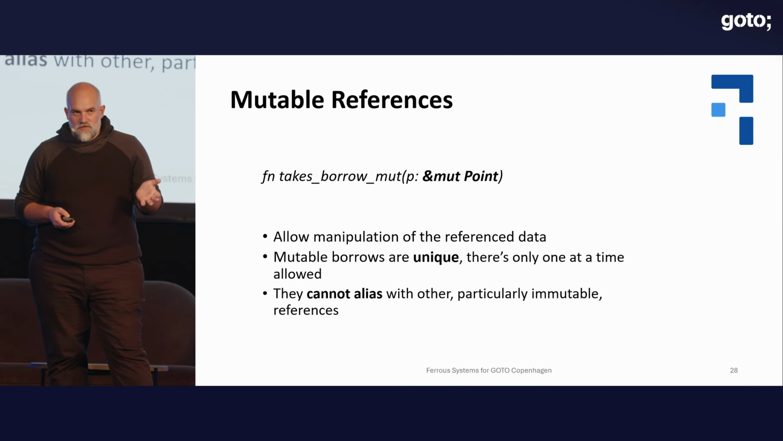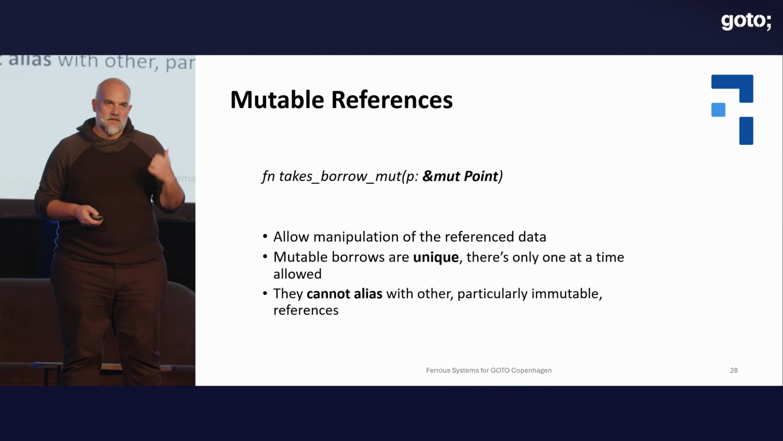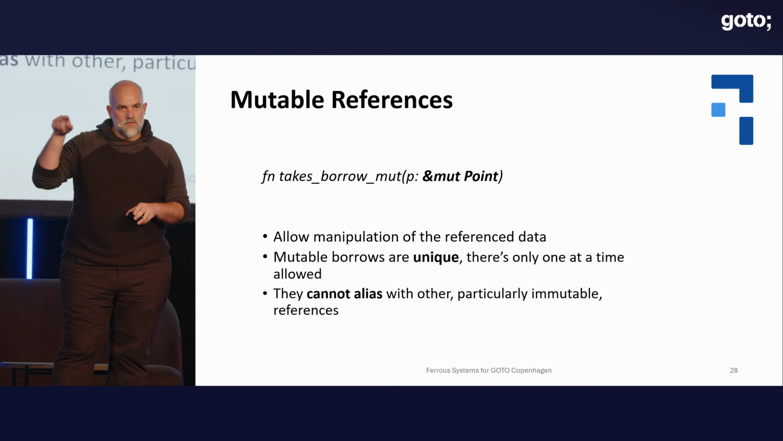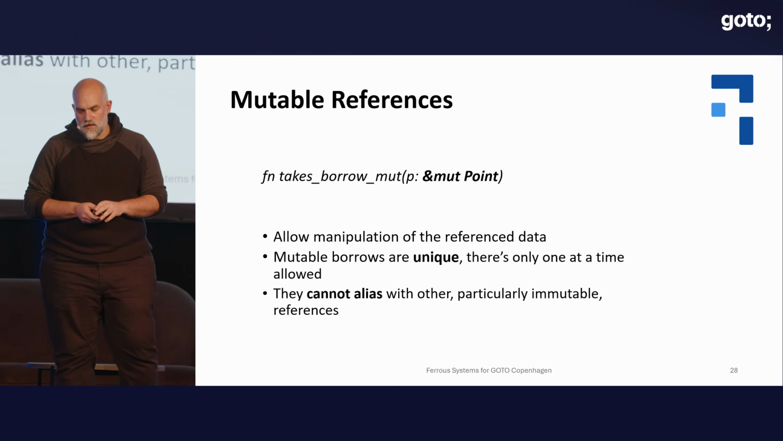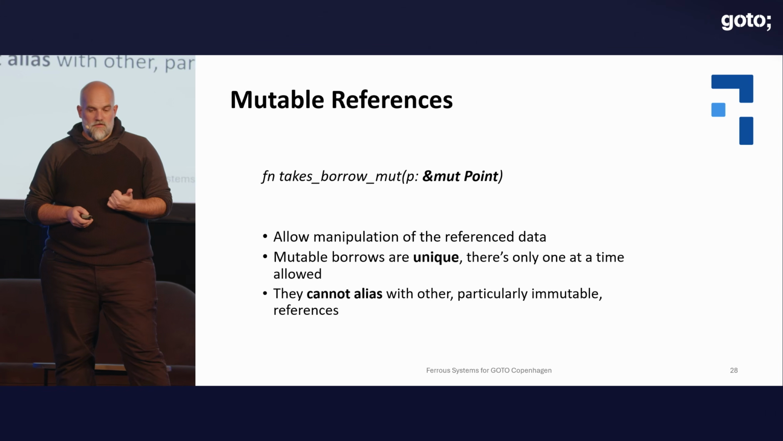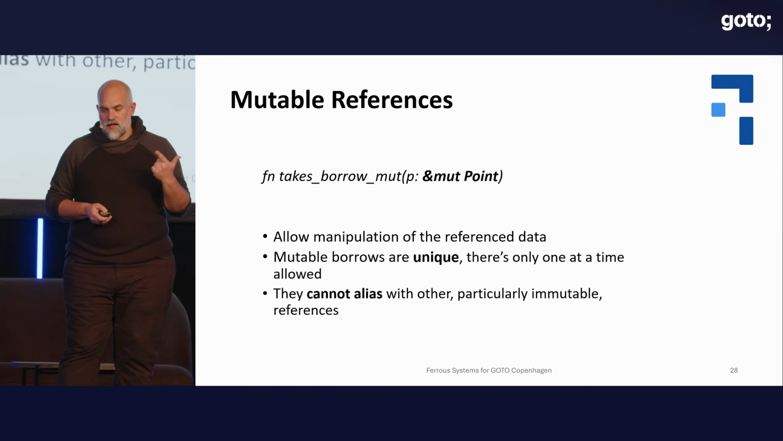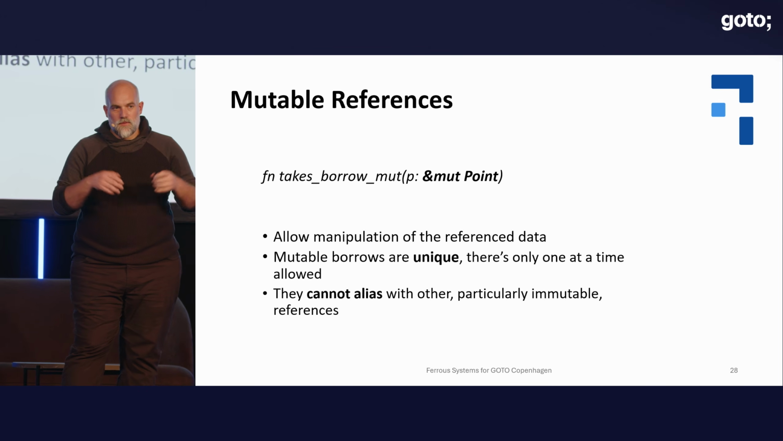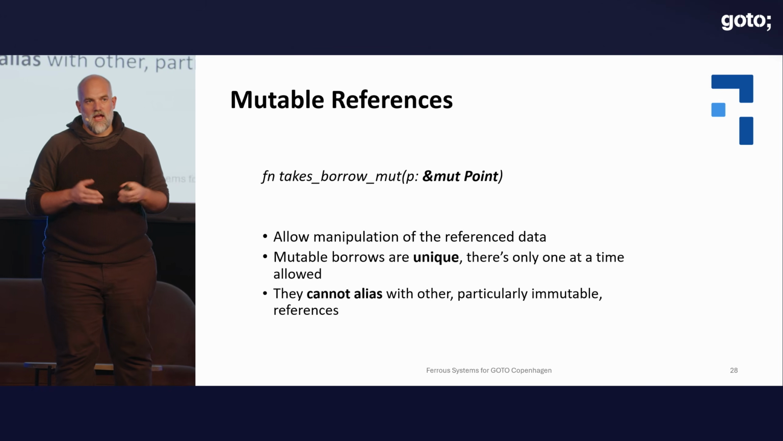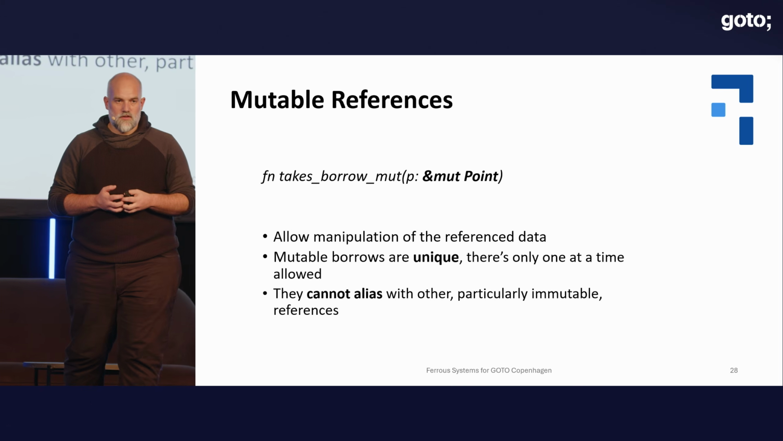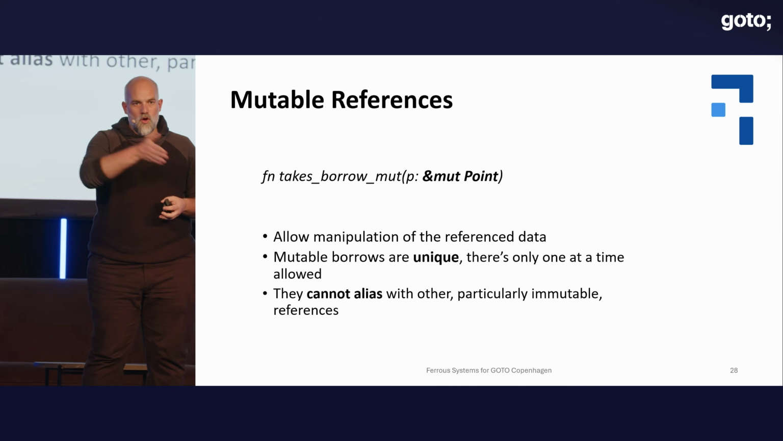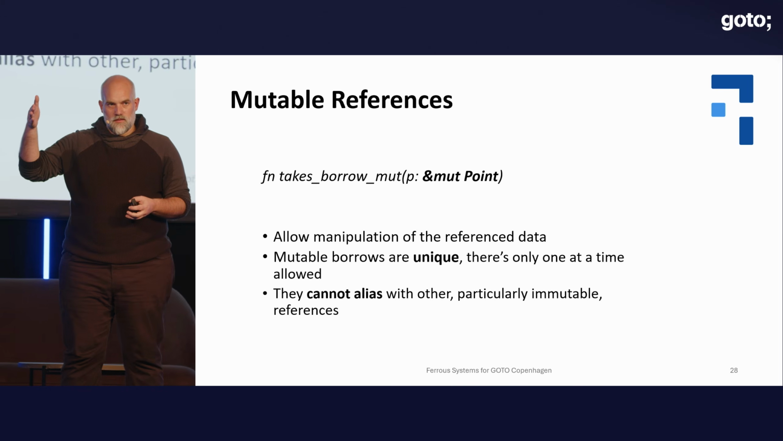And we have mutable references. Mutable references, as the annotation, have ampersand mut instead of the ampersand. They allow manipulation of the referenced data, but they are unique. So there can only ever be one at a time. And they cannot alias, so they cannot point to the same memory location as other references, particularly not immutable ones. So it's mutable XOR immutable.